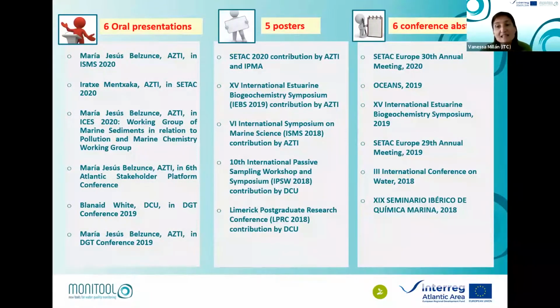Well, this slide summarizes the contributions made during the attendance of the partners to congresses, seminars, and workshops during the lifetime of the project, and which are also included as outputs on the website. Everything is there. Some of them you have already seen in the Gather Town if you have been having a tour inside it. In total there have been 6 oral presentations, 5 posters, and 6 conference abstracts.